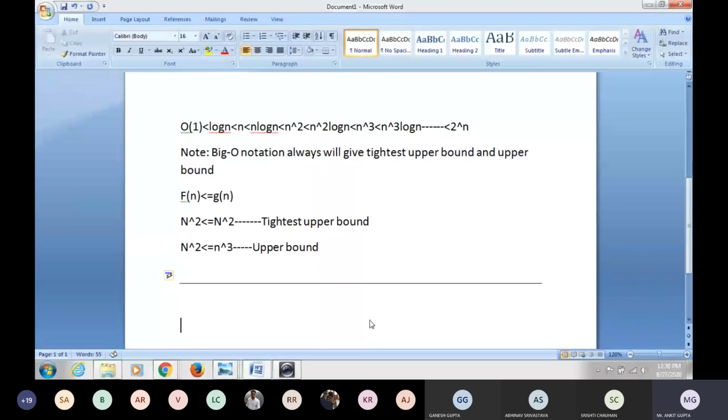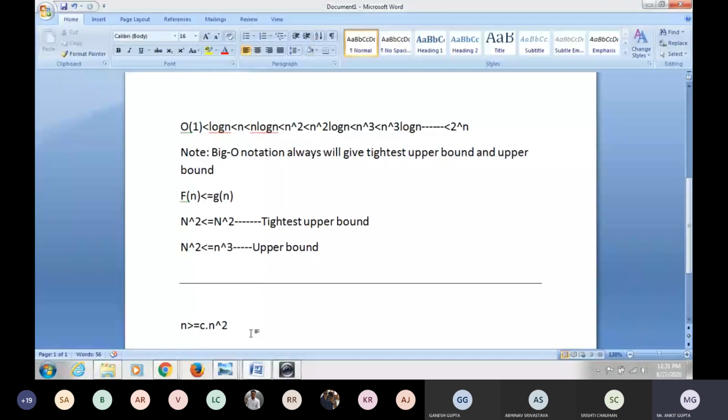Suppose n is greater than or equal to c times n square. It can be true if I take any value of c: c is 1, c is 2, c is 3, 4, like that, because c is only a positive constant. So in big omega notation, can it be true or not? n greater than or equal to c into n square cannot be true at all. If I take c as any positive constant, it will not be true.